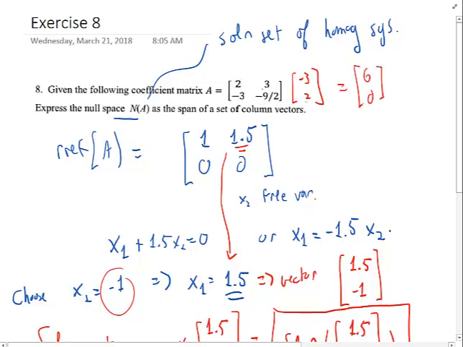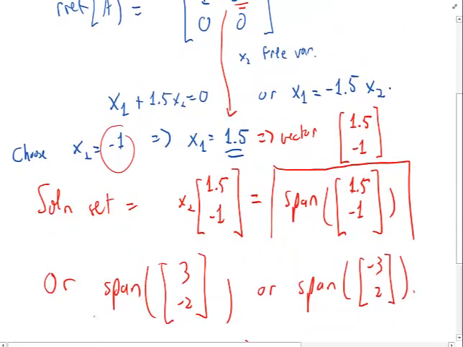Now, if people had checked this, a lot of people would have found that their answer was incorrect. All right. So as I said, any one of these answers down here is correct. That's a correct answer, or this, or this.